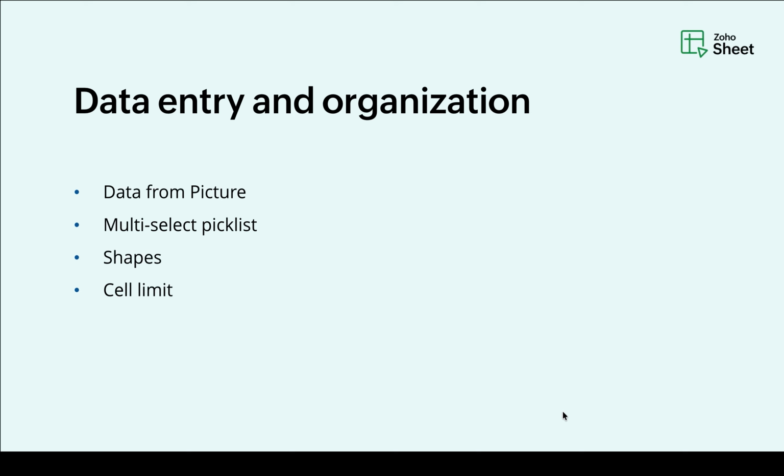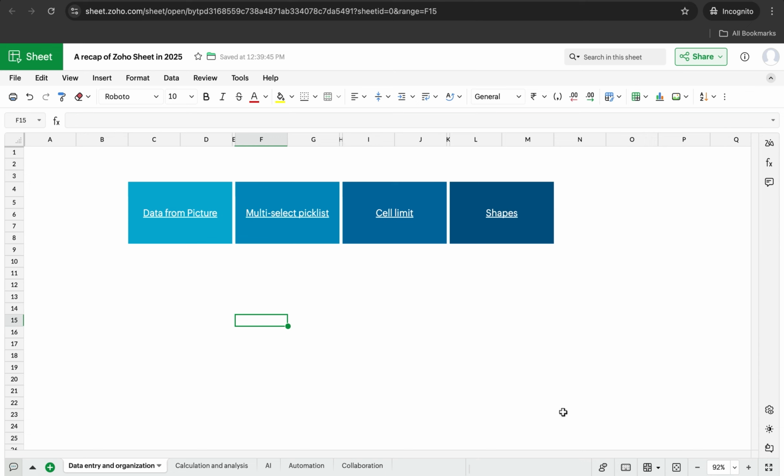So let's see what are the features we're going to cover under data entry and organization. We have data from picture, multi-select pick lists, cell limit, and shapes. Starting with data from picture, you can convert any printed table into editable spreadsheet data in seconds, and let's see how that works at Zilker.